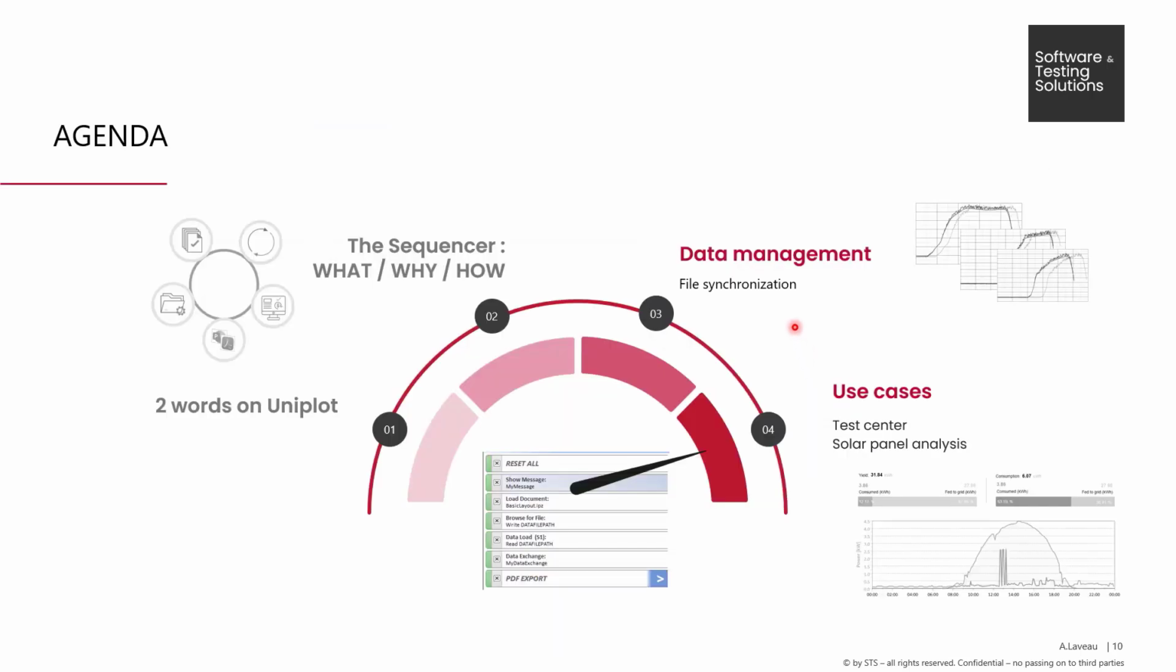The first example will be about file synchronization for data management. We will use the sequencer to repeat a task several times that we would usually do manually with UniPlot. And then after that, we will see two use cases. Let's go back to UniPlot to check the first example.